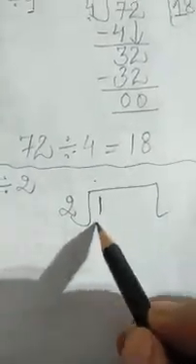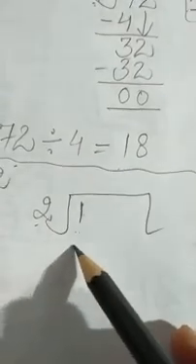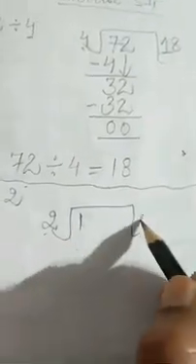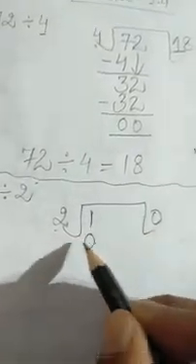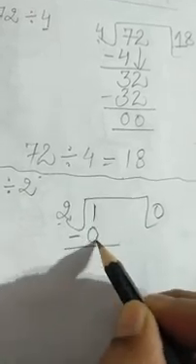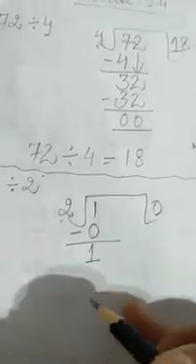Now here 1. Now we will see the table of 2. When we saw the table of 2 तो हमें पता चला we can write only 0. Here we can write only 0 under 1. 1 के नीचे हम सिर्फ 0 लिख सकते हैं because 2 we cannot write. So here we will write 0. 2 zeros the 0. Now 1 minus 0 here will be 1.